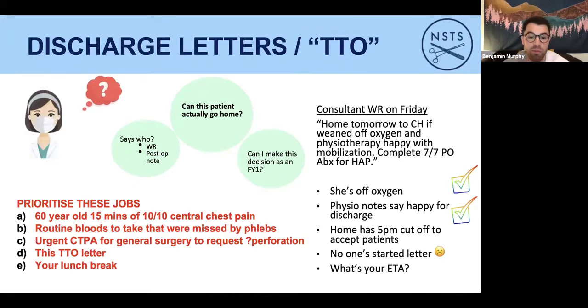These are your current jobs. So from all your bleeps before in the day, you've been on the ortho ward round, you've been on the urology ward round, whatever you've been doing, you've got 5 things to do. A 60-year-old who's got 15 minutes of 10 out of 10 central crushing chest pain. You've got some routine bloods that the phlebs have missed on their ward phleb round in the morning. For general surgery, you've got an urgent scan that needs requesting, query perforation. You've got this letter, and most importantly, you've got your lunch.